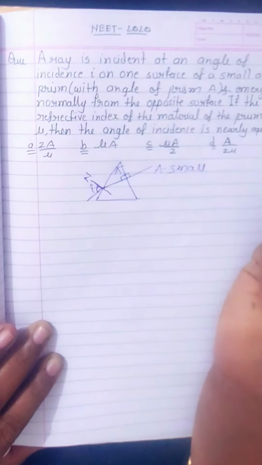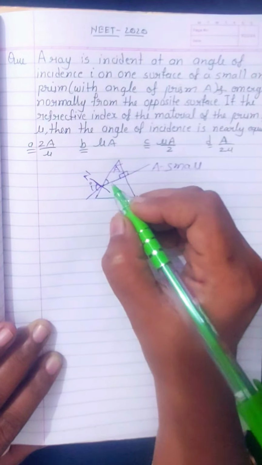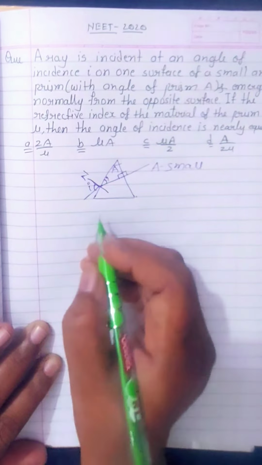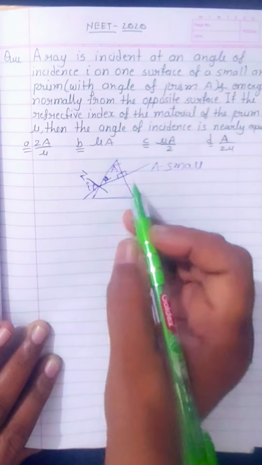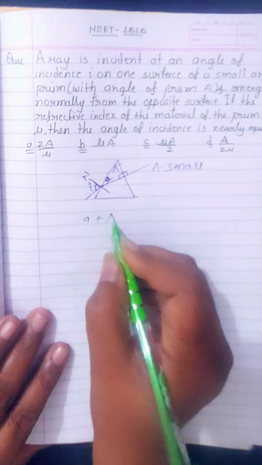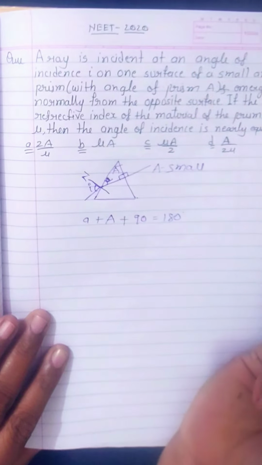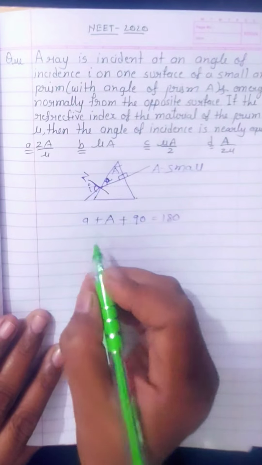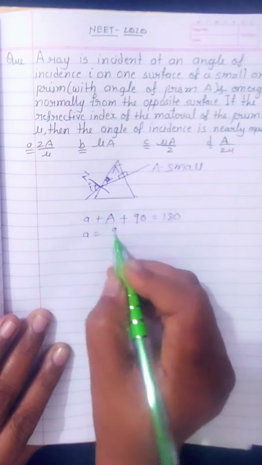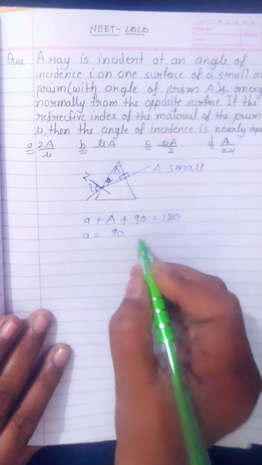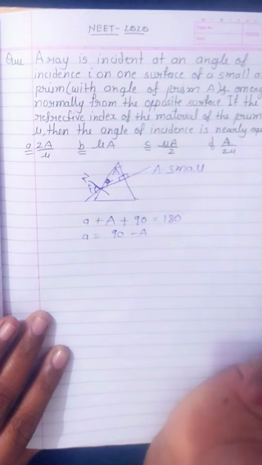This angle is 90. So this angle we can say, let us find out, question mark. Okay, so or we can give the name small a. So we know that small angle a plus prism angle A plus this 90 is equal to 180 degrees. We need to calculate small a. So what is small a? 180 minus 90, so 90, and this A will become minus A. So angle a is 90 minus A.